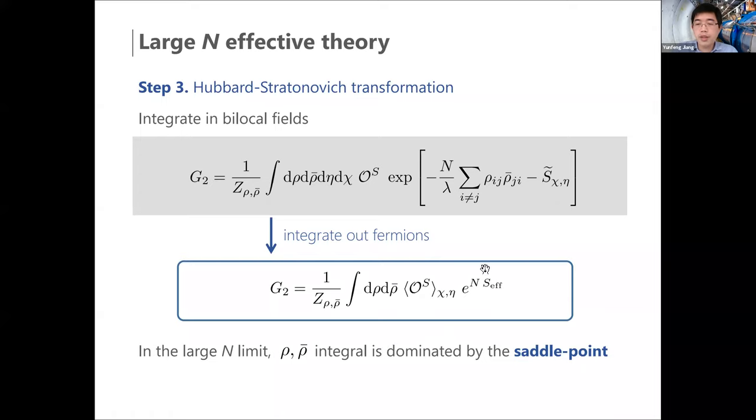But why do I want to do that? The key point is that once I introduce this rho and integrate out the fermions, I get an effective action. And this effective action has an N in front of it. So this means in the large N limit, I can use the saddle point approximation in this form. So this rho integral actually can be computed very simply by taking the saddle point of this effective action. So this can be computed.